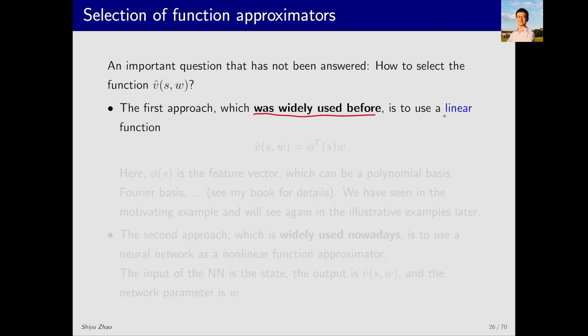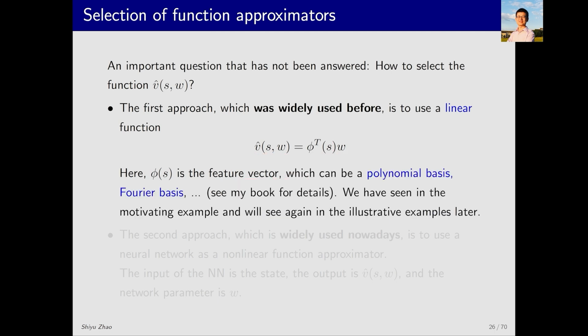The first method was very widely used before. Here, v hat is a linear function, and its expression is v hat(s, w) equals phi transpose(s) w, where phi is its feature vector. We have already introduced this through examples of straight lines and parabolas in our motivating examples. Here, v hat is a linear function of w, as the preceding can be considered a coefficient. A very important problem is how to choose this feature vector. Of course, there are many ways to choose it. We have also previously discussed how to design this feature vector based on polynomials in the motivating examples, and we will provide more examples in the illustrative example section.